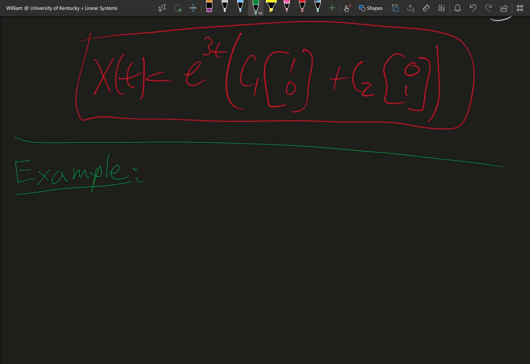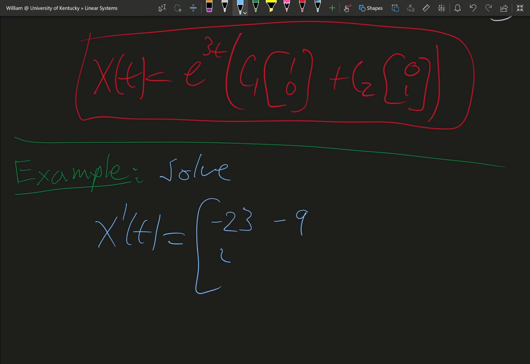All right, I will do one more before I give you a couple to work on. So let's solve x prime of t equals the matrix -23, -9, 49, and 19.